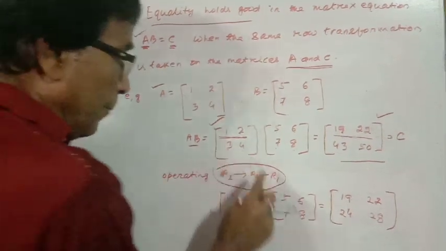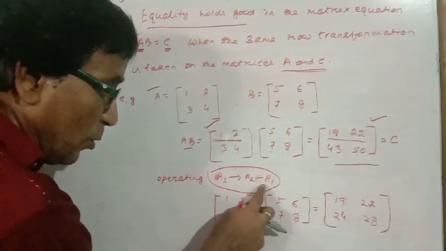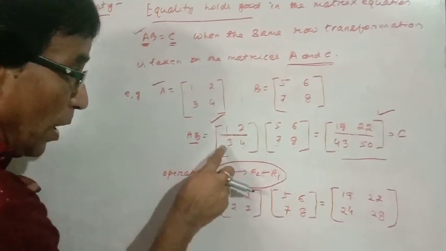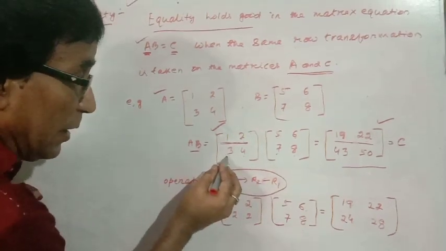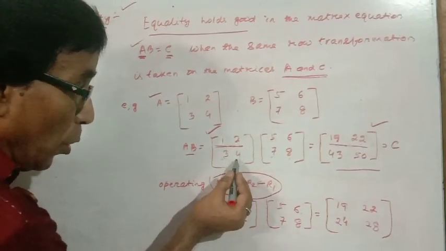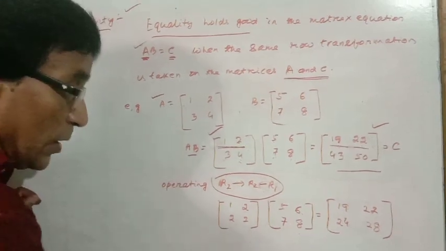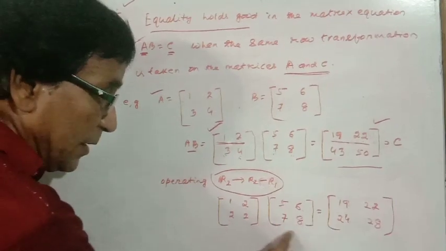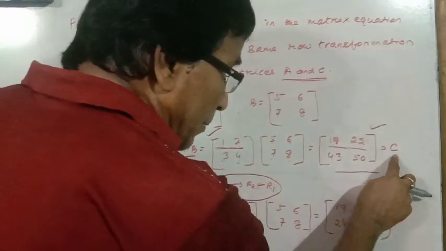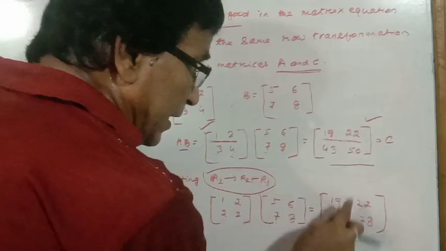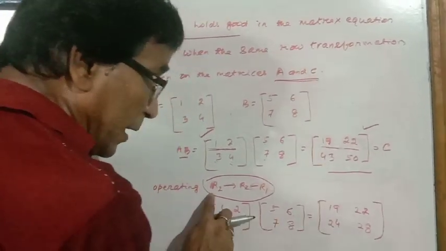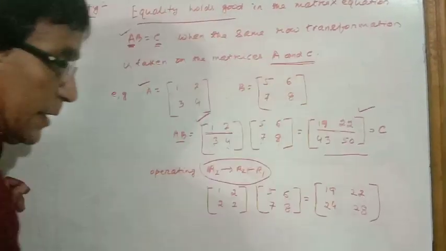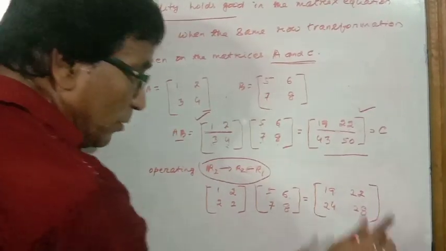So here you see that taking this operation R2 as R2 minus R1, R1 remains unchanged, R1 is 1, 2, but R2 as R2 minus R1, so 3 minus 1, it is 2. 4 minus 2, it is 2. So the A matrix becomes this, and matrix B will remain the same. So here in this C matrix it becomes 43 minus 19, which is equal to 24. Row 2 becomes 24. 50 minus 22, it is 28.